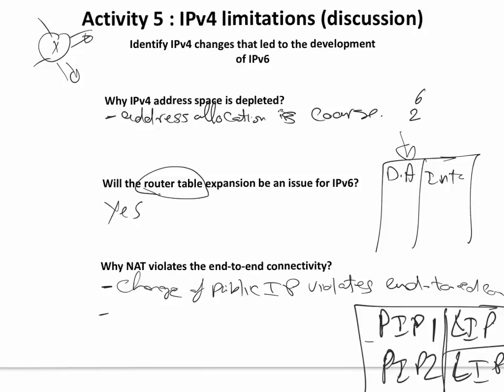Layer distribution. The use of port violates the layered stack. It also violates the uniqueness of IP in the first place. It has several issues.